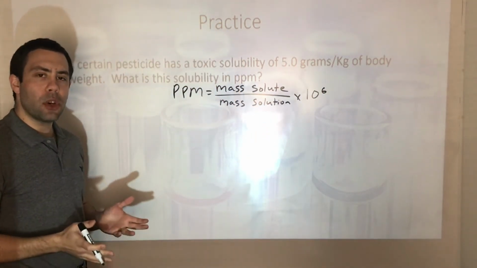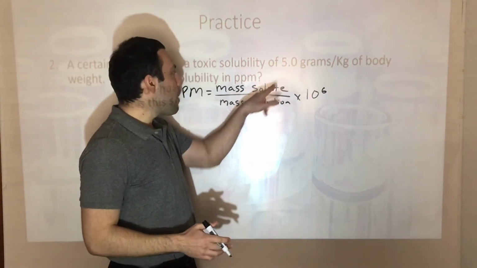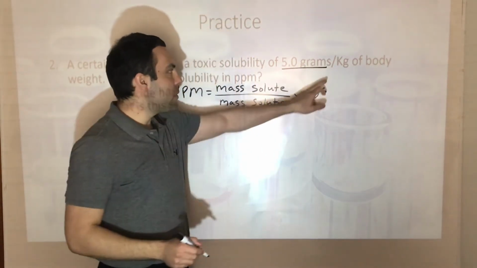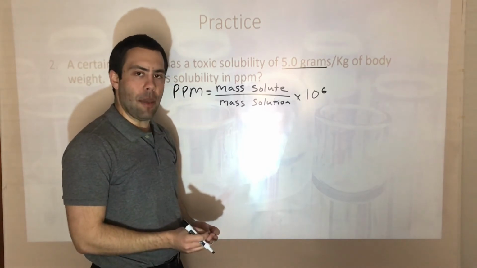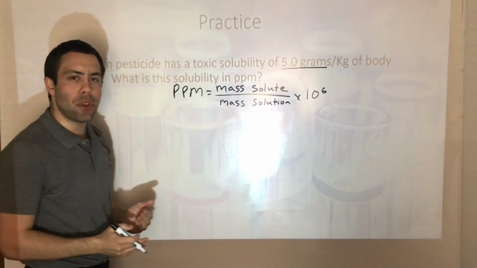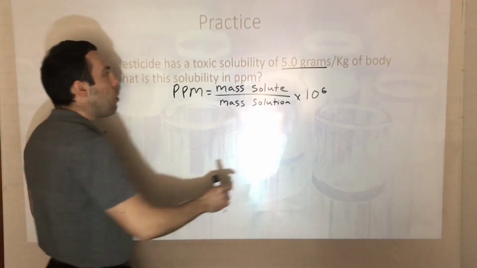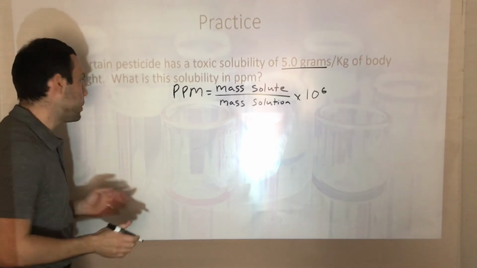But before we start plugging numbers in, we have a problem with our units. For our mass of solute, we have 5.0 grams. For our mass of solution, we have 1 kilogram. The units are not the same. So before we go any further, we must convert to make sure both units are the same. What I'm going to do is take 1 kilogram and convert that to grams.